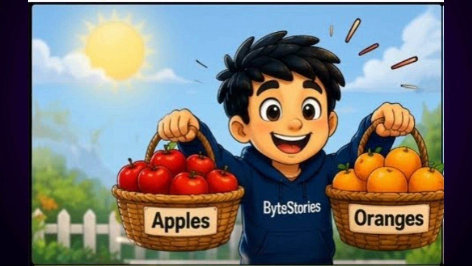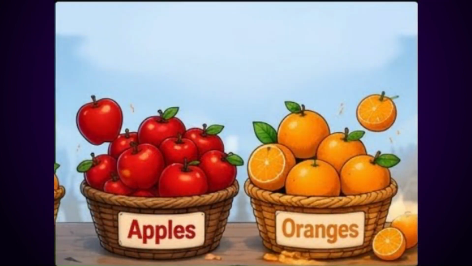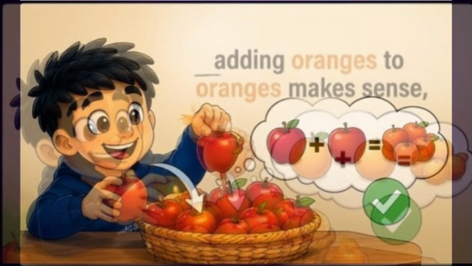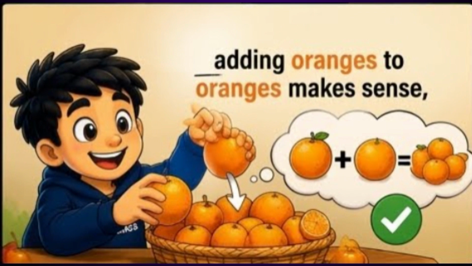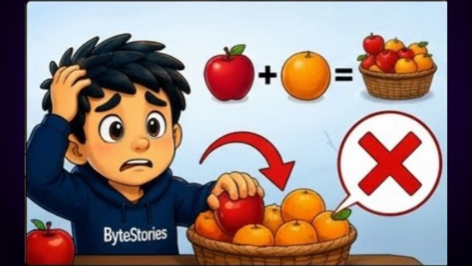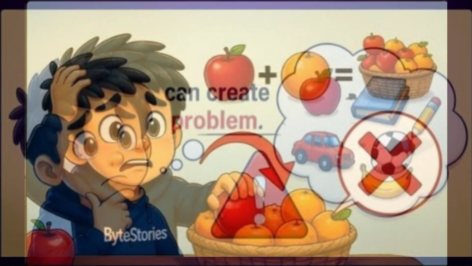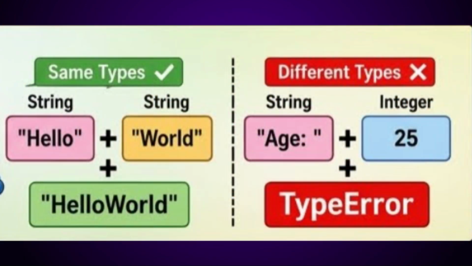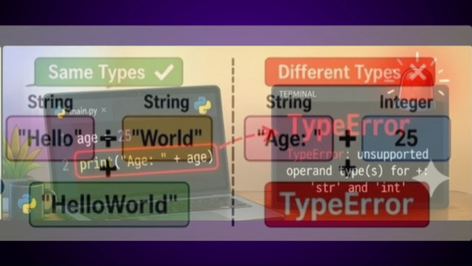Think of it like this. Alex has a basket of apples and a basket of oranges. Adding apples to apples makes sense. Adding oranges to oranges makes sense. But mixing completely different things can create problems. Python feels the same way about data types.